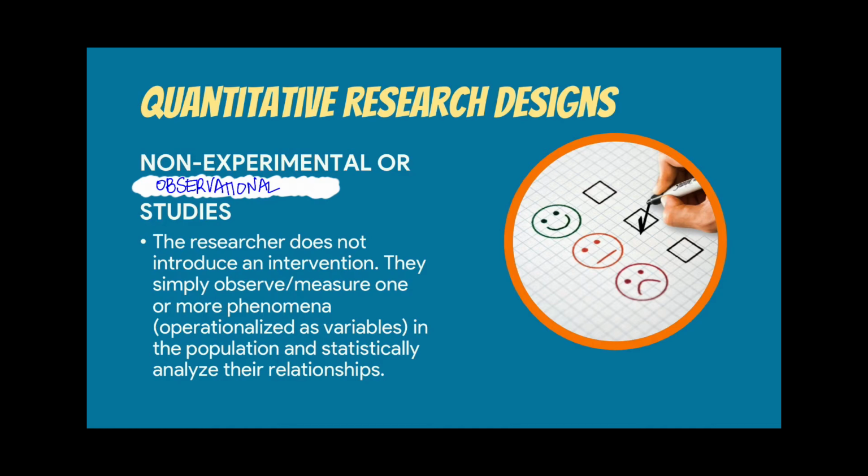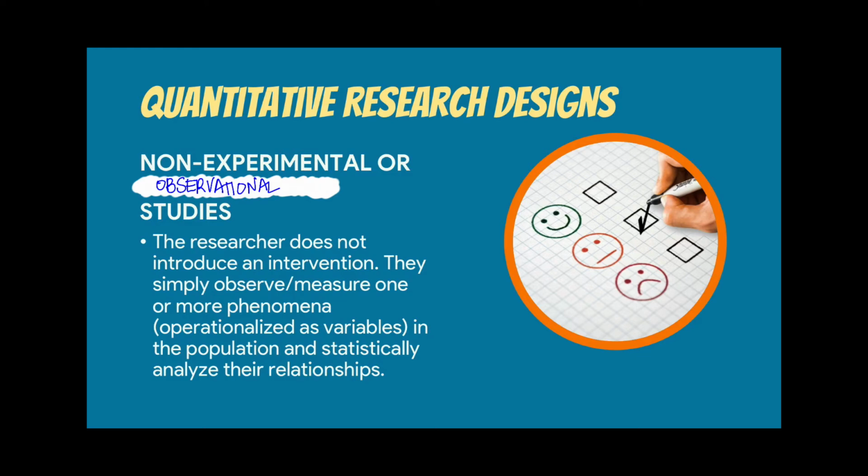Now, for example, you want to see whether or not physical fitness will increase the student engagement of the student. So what the researcher will do is to measure the physical fitness of the individuals involved in the study, and at the same time also measure their student engagement. And then after measuring and quantifying these, they're going to use statistical tools in order to see whether or not these variables are related to each other. Okay, so that is an example of a non-experimental observational study.